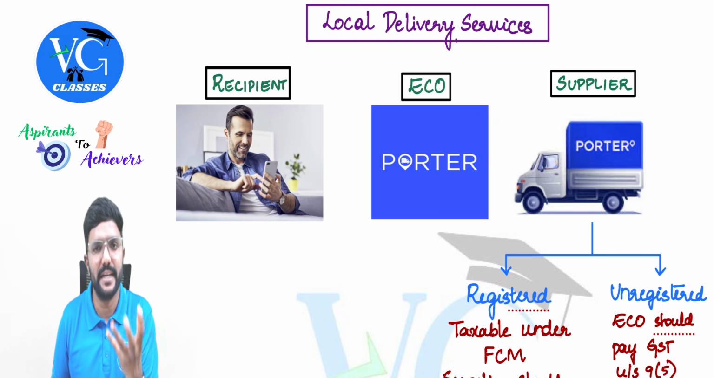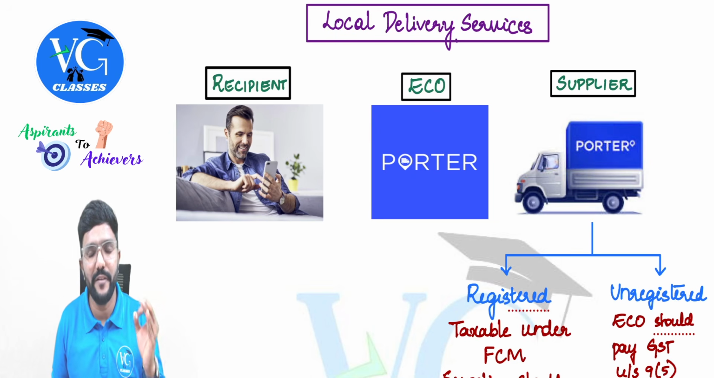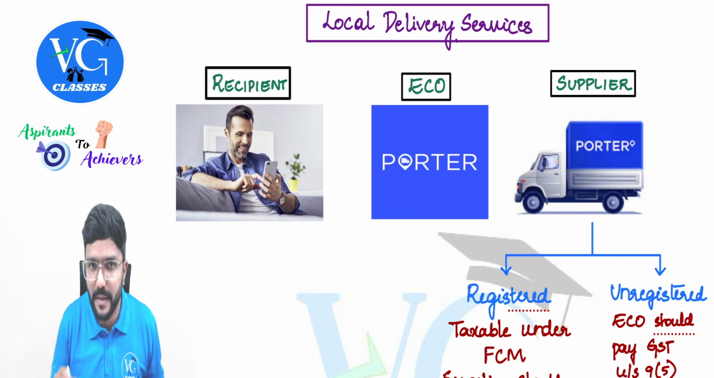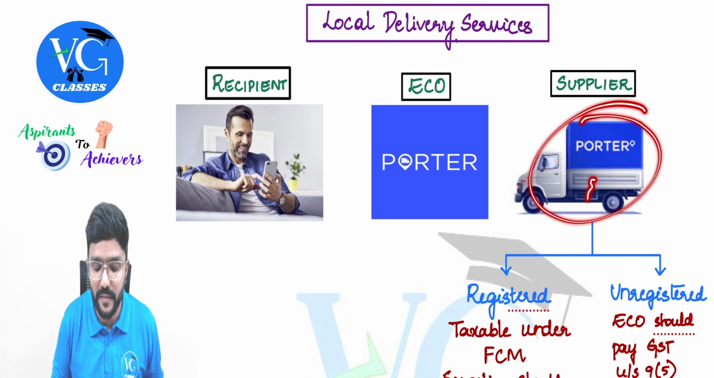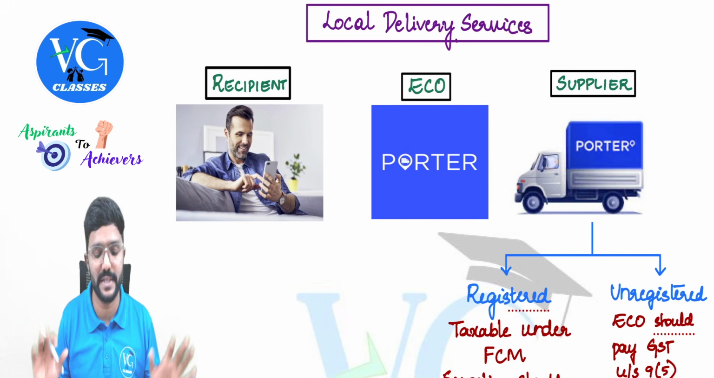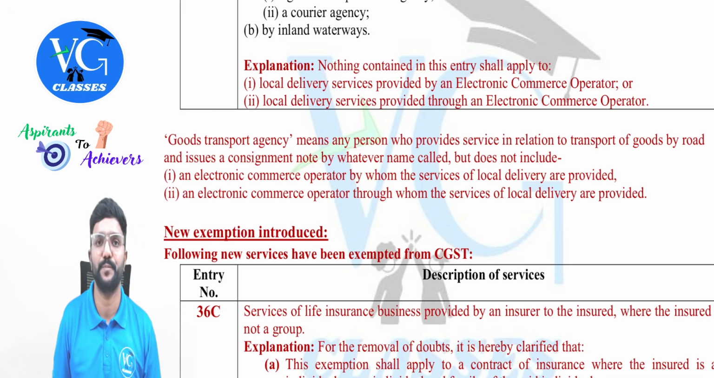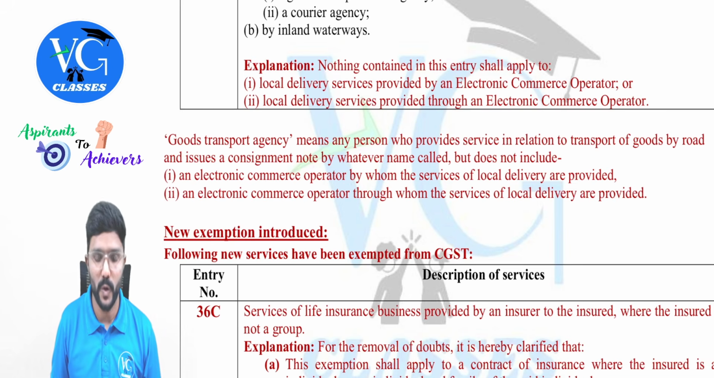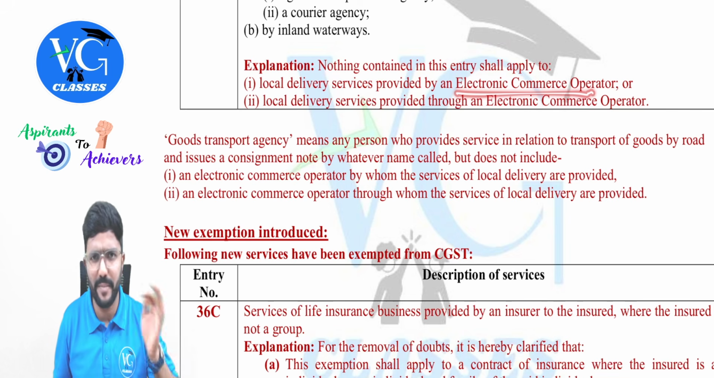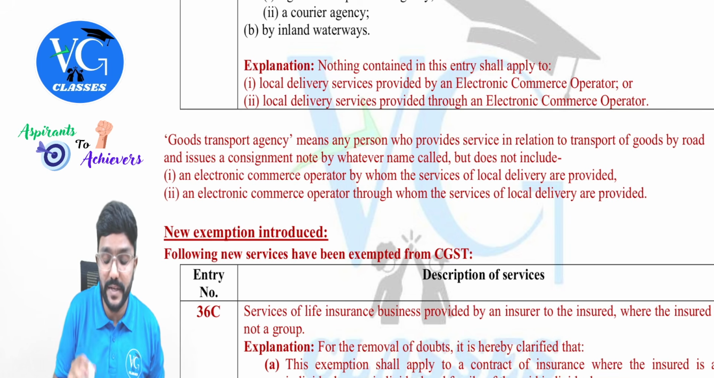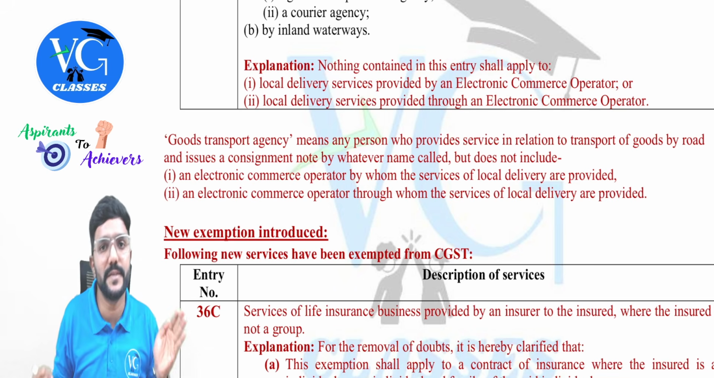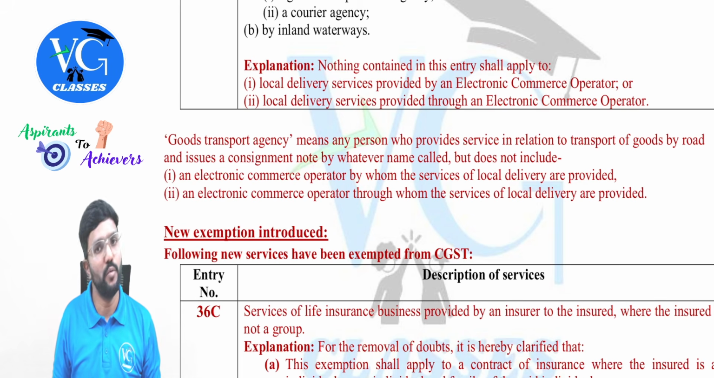No, no, sir, porter doesn't own any vehicles. They are just the aggregator. They are just the platform. Actually, vehicles are owned by various other suppliers. In that case, whatever suppliers are providing the local delivery services through porter to the recipients, is it covered in this explanation? Yes, guys. Even that is covered in this explanation. Hope you got it. Yes. So local delivery services provided by an electronic commerce operator by itself, that is porter, or else local delivery services provided through some other supplier through porter. Both are covered.